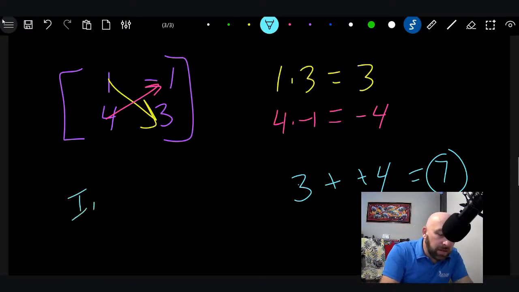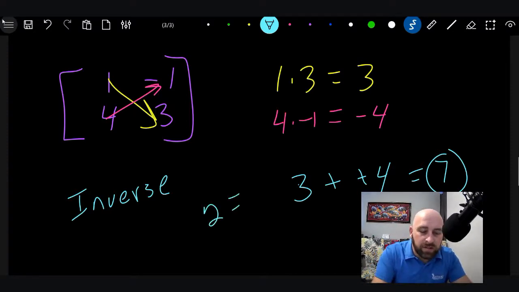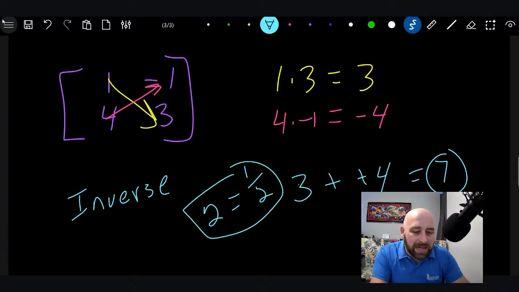So an inverse. What is an inverse? Well, we know what an inverse is. Like, what's the inverse of 2? The inverse of 2 equals 1/2. So it's a little bit different. The way it plays out in a matrix is a little bit different, but that's kind of the concept right there. And in a couple lessons, we'll be going through and talking about the inverse.